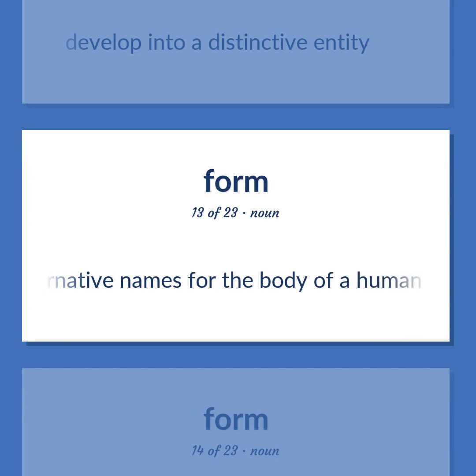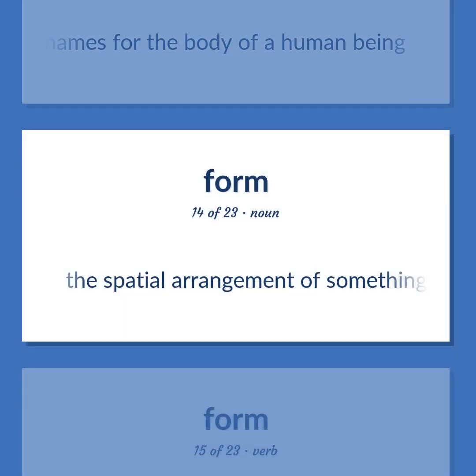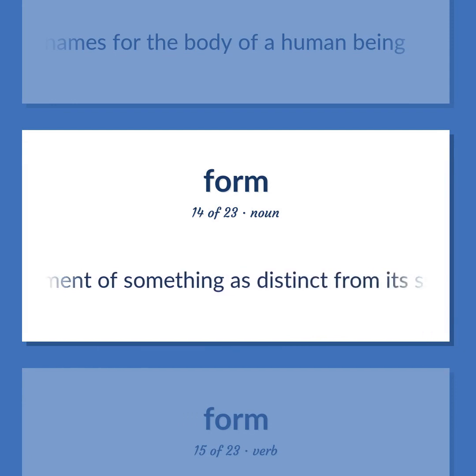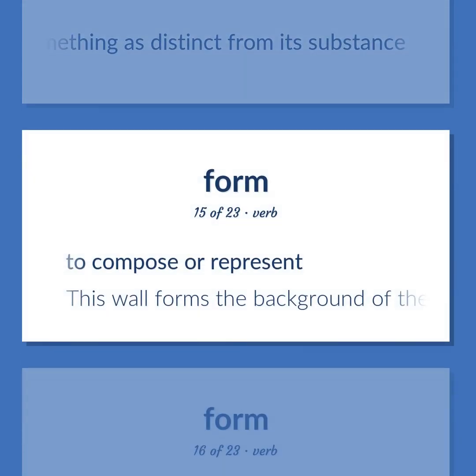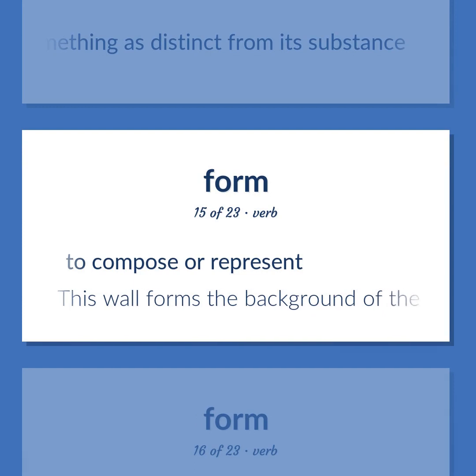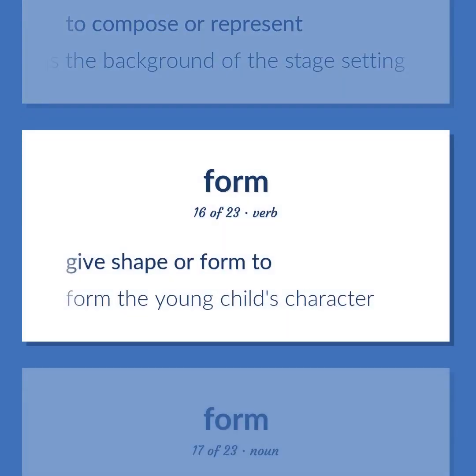Alternative names for the body of a human being. The spatial arrangement of something is distinct from its substance. To compose or represent. This wall forms the background of the stage setting. Give shape or form to. Form the young child's character.